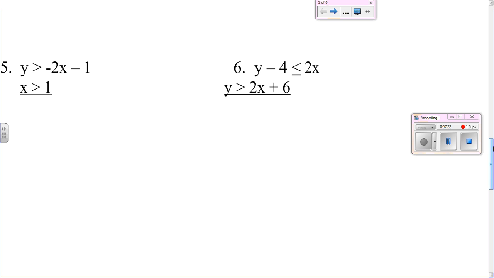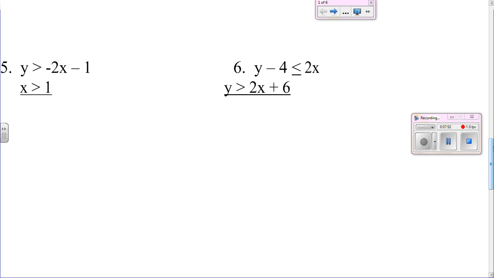Number 6, you have to get y by itself first, so you add 4 to the other side. It gives you y is less than or equal to 2x plus 4. Go up 4, make a dot, then go up 2 and right 1, make another dot. It's going to be a solid line, and you're going to shade below the line.